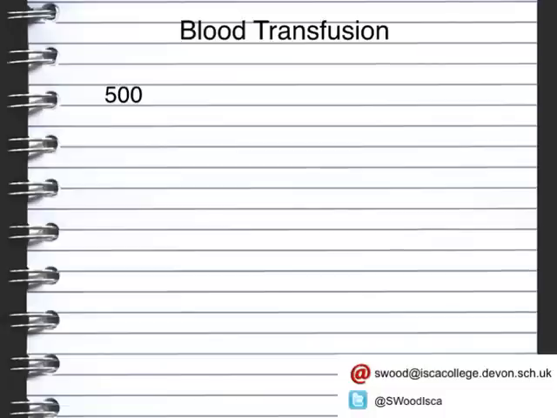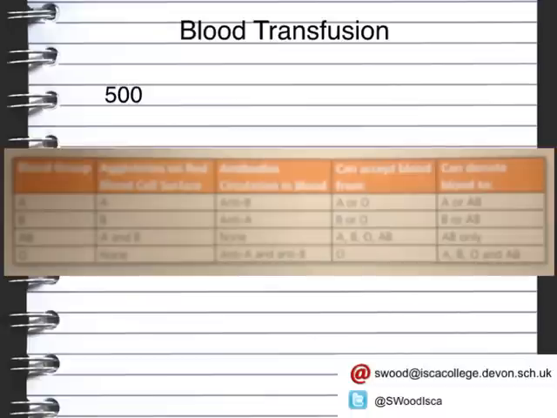Now, the blood group of the donor needs to be matched to the person that's receiving the blood. We need to match it to see what type of blood the donor is and what the receiver is. If you've got a blood group A, you'll have the A agglutinins protein, and you contain antibodies for B, which means you can accept blood from blood donors A and O, but you can donate blood to A and AB.